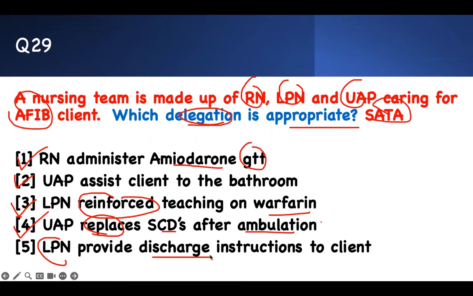LPN provides discharge instruction to the client. No, they don't provide discharge teaching. So it's the RN who does assessment, teaching and all those things. So this is not appropriate. So this is wrong. Which of the delegations is appropriate? 1, 2, 3, 4 is appropriate.